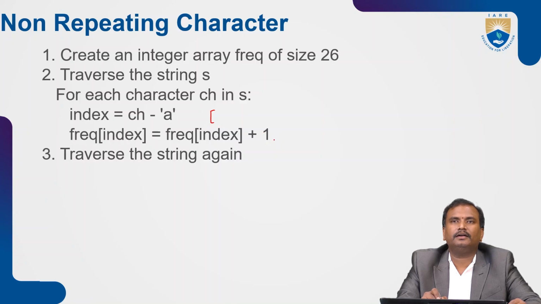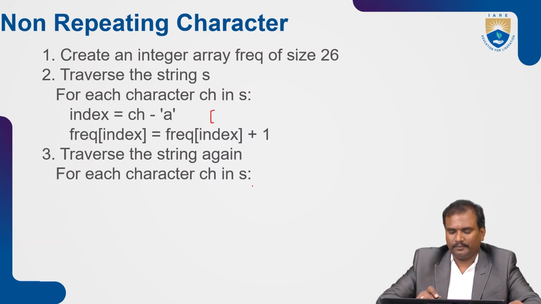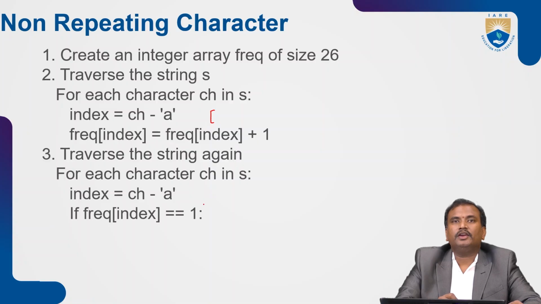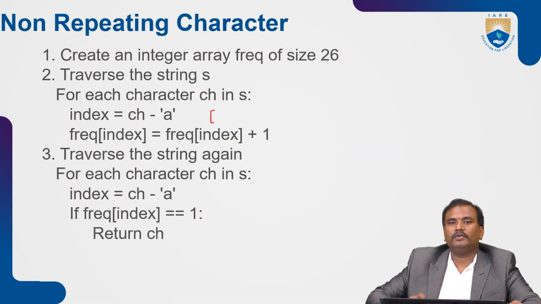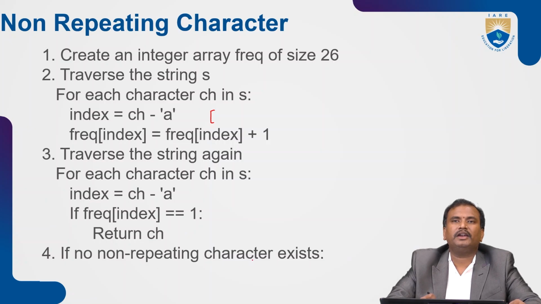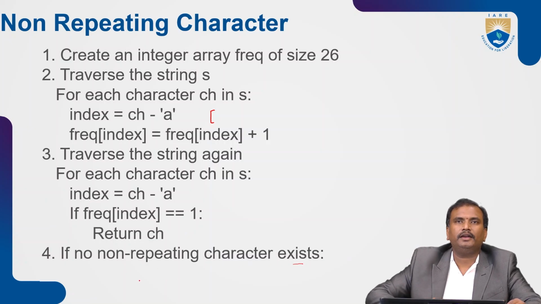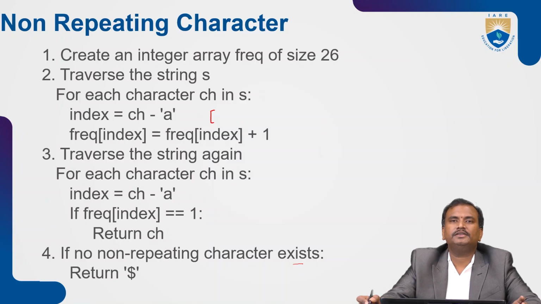Once we complete the counter values in the frequency array, we need to traverse the string again. For each character in the string, index is equals to ch minus a. If frequency of index is equals to 1, that is the first array element which encounters 1, then we need to return that particular character. If no non-repeating character exists, we need to return dollar as per the question statement.